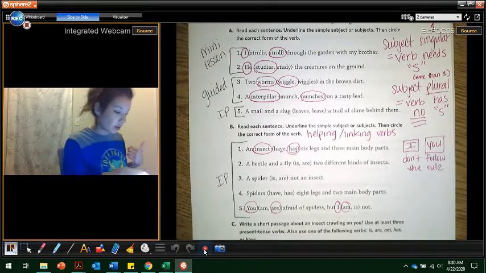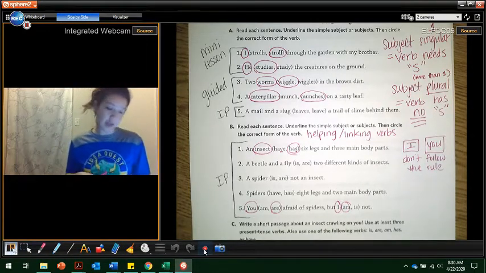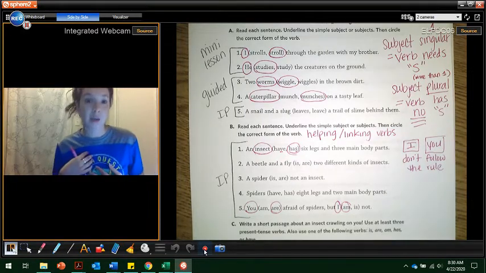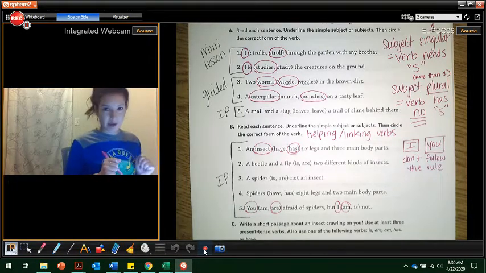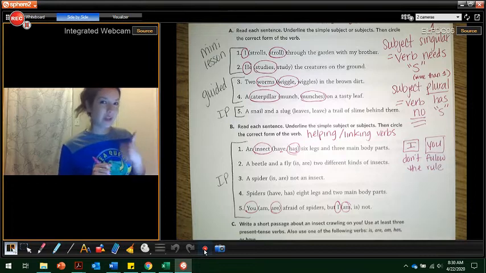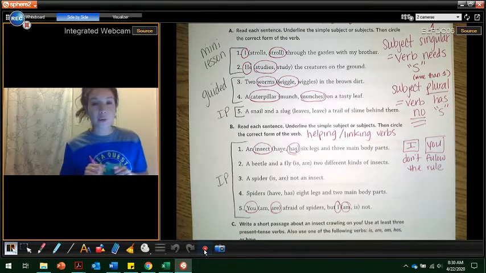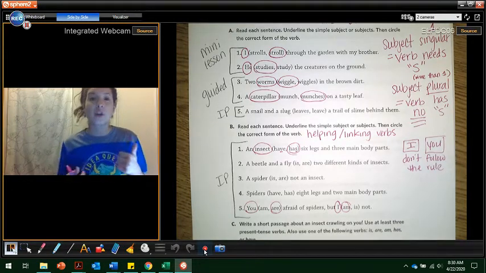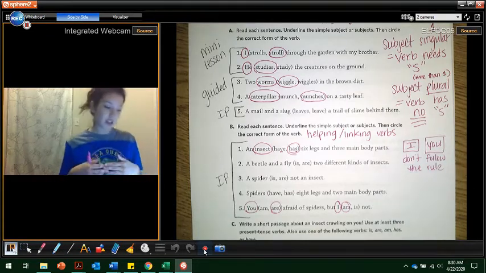Now let's read it all together. You are afraid of spiders, but I am not. What do you think about that writing? Sounds good, doesn't it? You know why? Again, because the subject and the verb, they agree with each other.